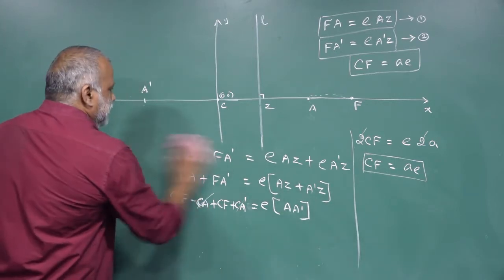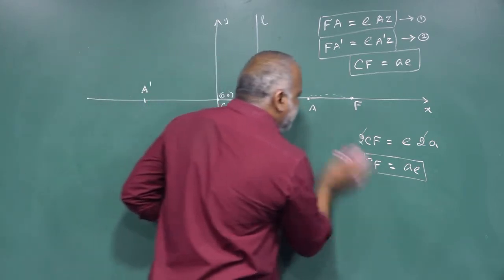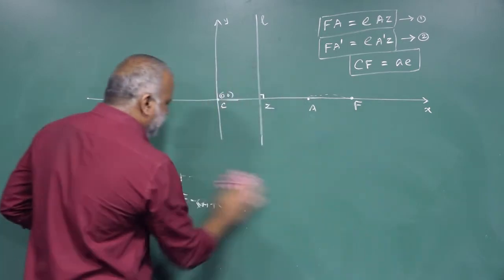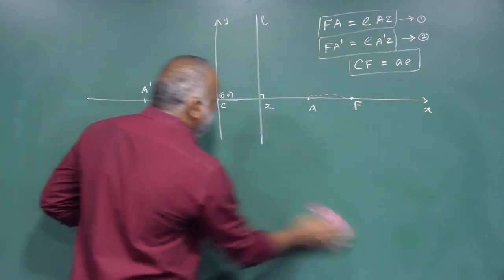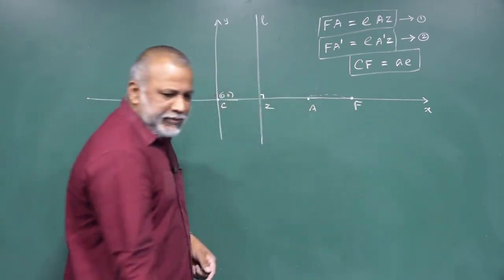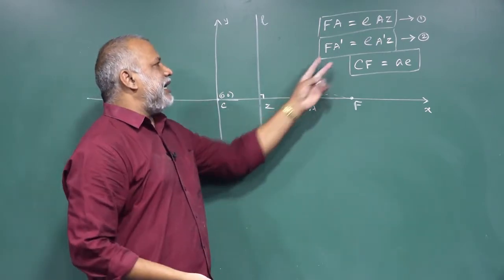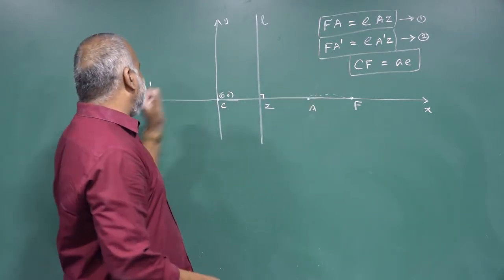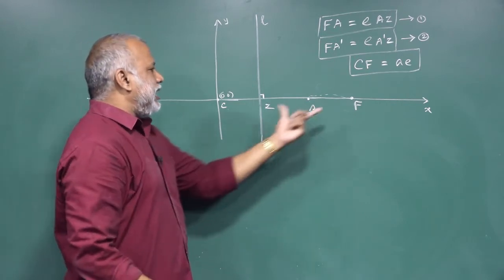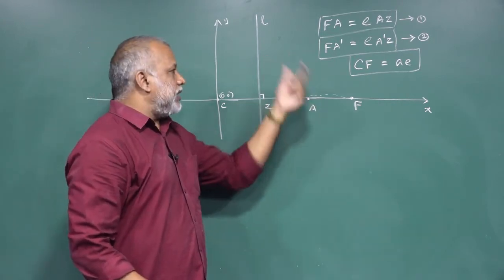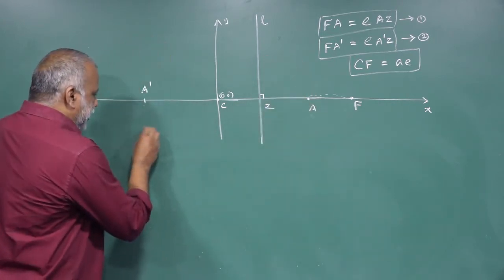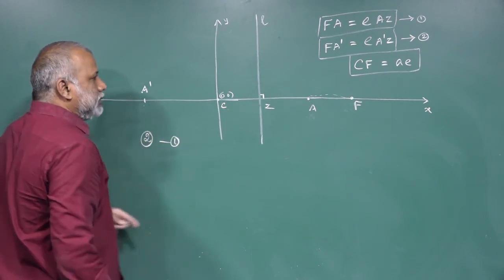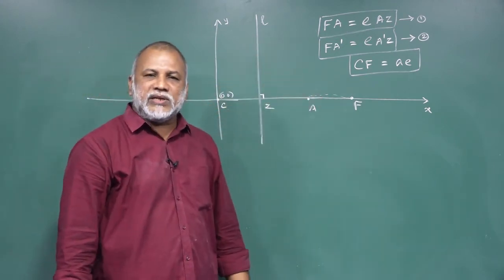Then see the other one. We added the two equations 1 and 2. Now we are going to subtract. In the subtraction, FA dash is the greater value. See, F is here, A dash is here. This is the greater value. FA must be less. So I can write like this, 2 minus 1, second equation minus first equation.